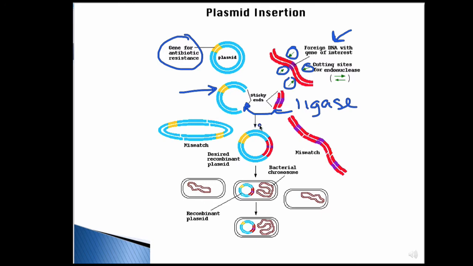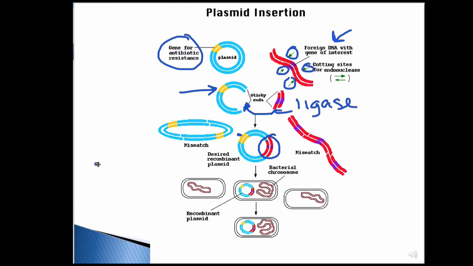You end up generating your recombinant plasmid. You have your plasmid DNA containing your antibiotic resistance gene and this foreign DNA of interest, this gene that you want to study. Okay, great. You've got this recombinant plasmid. What do you do with it? You can't just have it sitting there in a tube and expect it to do something. So what you want to do is generate multiple copies of this plasmid.